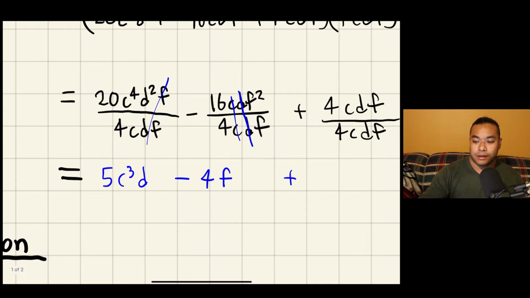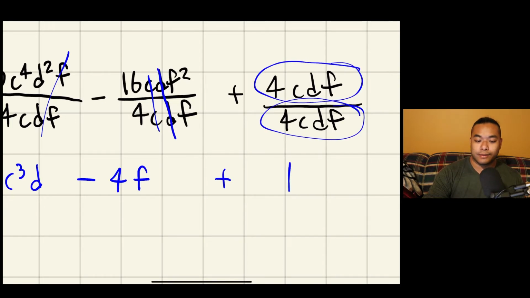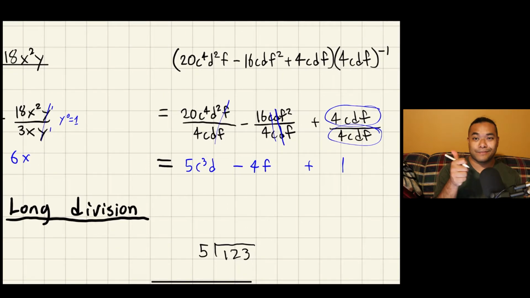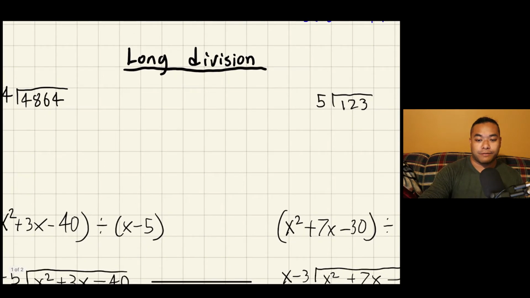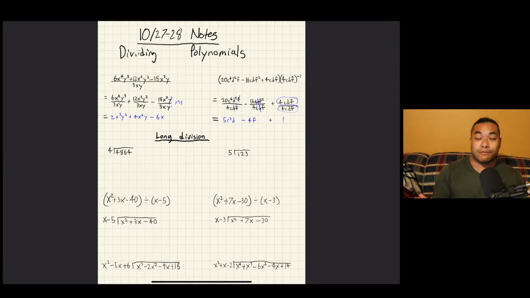Plus, let's see, 4CDF divided by 4CDF. I don't even need to go through the whole thing. It's something divided by itself. That'll just give us 1. And we're done. Moving on, we have long division. So the whole point behind today's lesson is that when we divide polynomials, up here we only divided by a monomial, 3xy, or 4CDF.